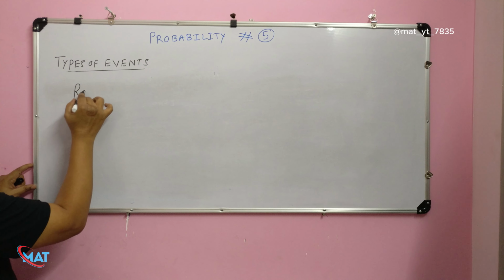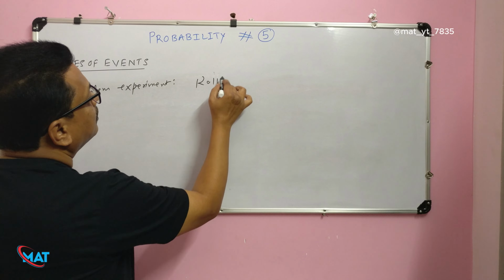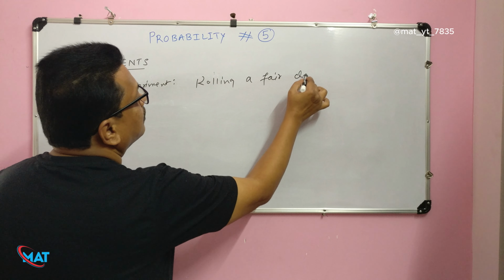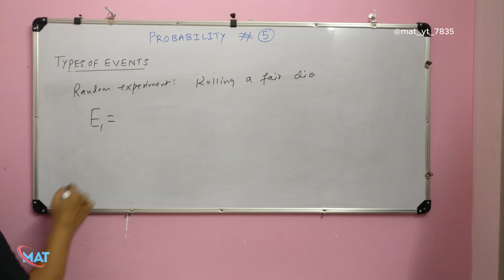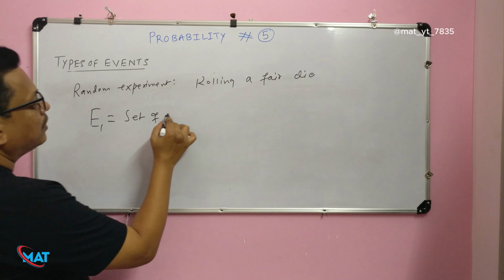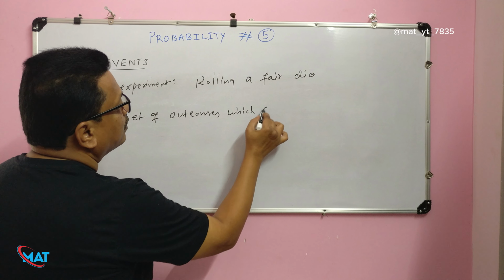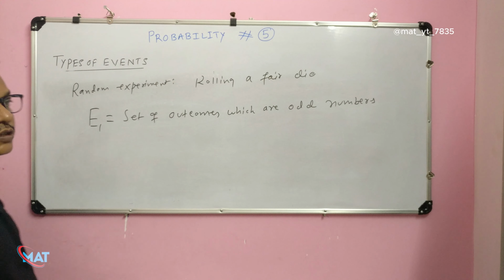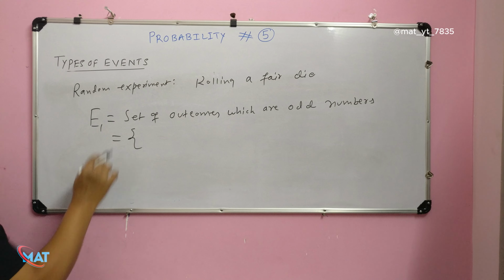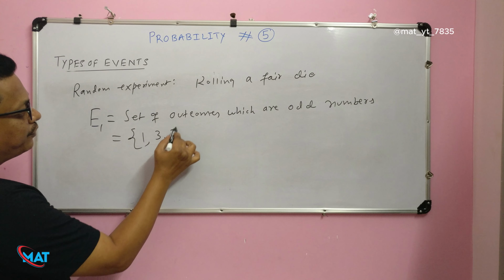So our random experiment, as I told you, you must know random experiment: rolling a fair die. A die will have six numbers: 1, 2, 3, 4, 5, 6. Now I'll designate E1, set of outcomes or collection of outcomes which are odd numbers. Whenever the word set is there, make use of curly brackets. So odd numbers. What are odd numbers in your die? 1 will be there, 3 will be there, 5 will be there.